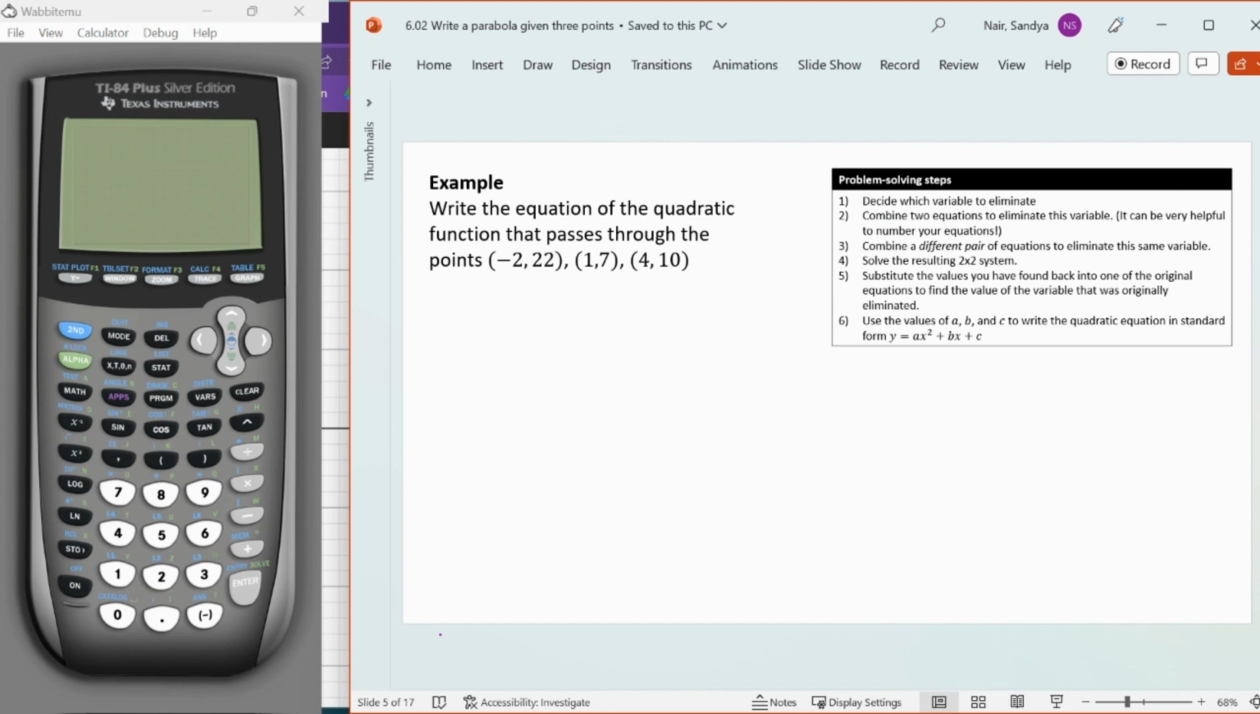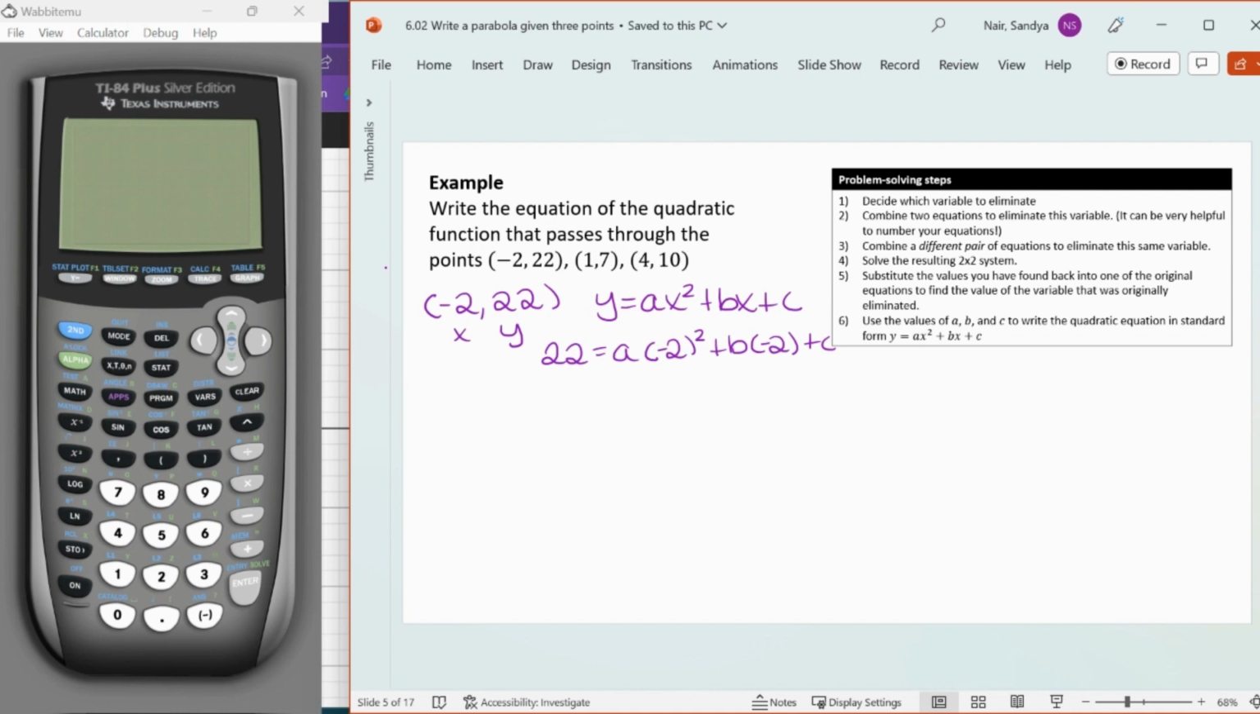So let's practice with this example. Let's write the equation of the quadratic function that passes through the points (-2, 22), (1, 7), and (4, 10). The thing to realize here is that each of these points gives us an x and y value. So what I can do is plug into standard form, which is y equals ax squared plus bx plus c. If I plug this first point into this equation, I get 22 equals a times (-2) squared plus b times -2 plus c.